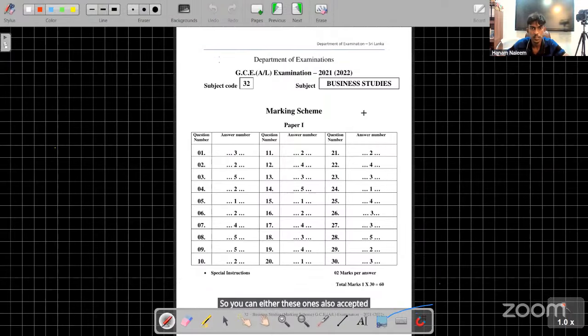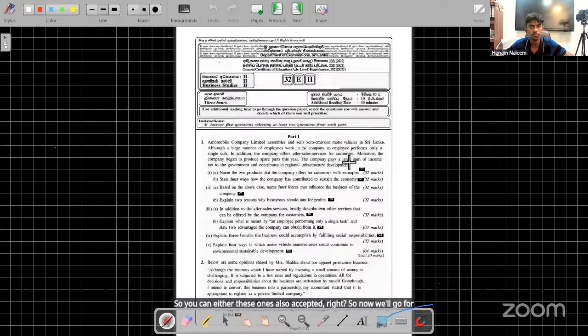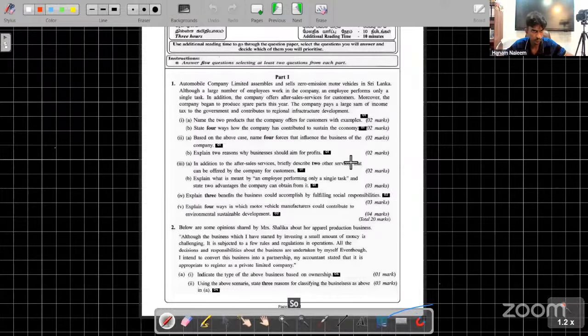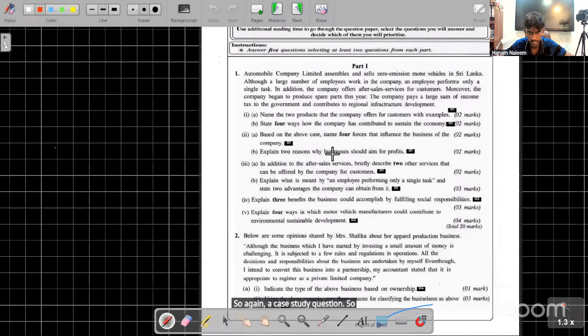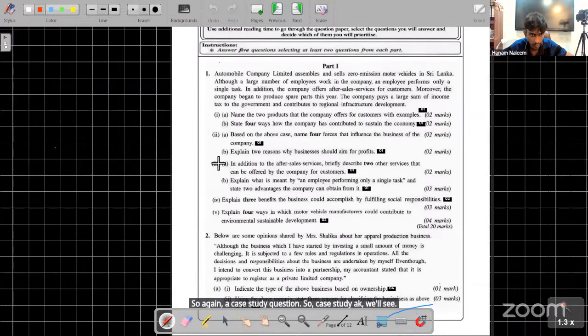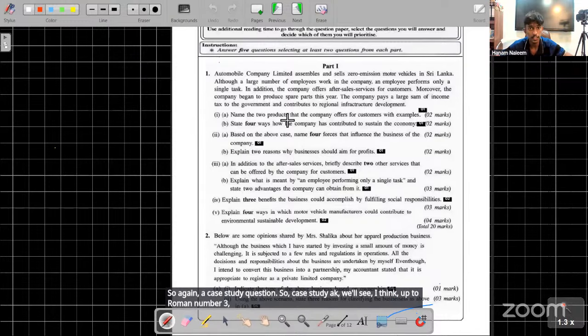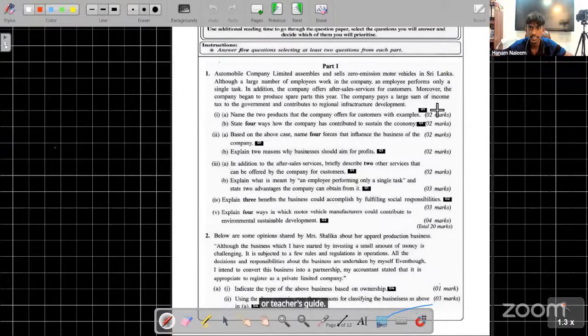Right? So now we'll go for part two. Again, a case study question. I think up to Roman number 3, they are testing. Name the two products that the company offers for customers with examples. What do you say, case study or practical, or teacher's guide? It's a case study question.